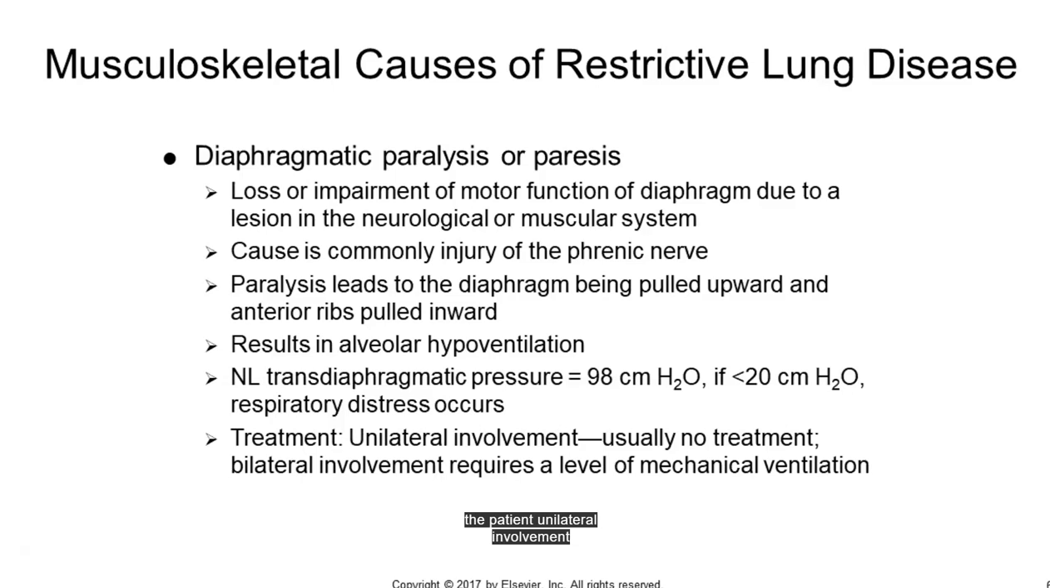Unilateral involvement usually does not require treatment, bilateral presentation requires mechanical ventilation, and in some with an intact phrenic nerve, diaphragmatic pacing may be utilized.